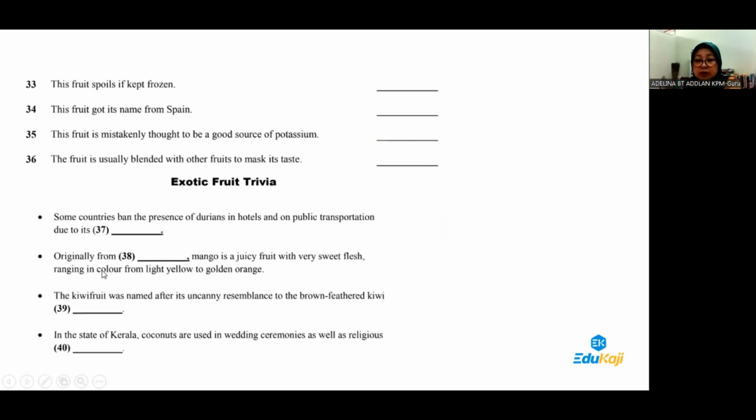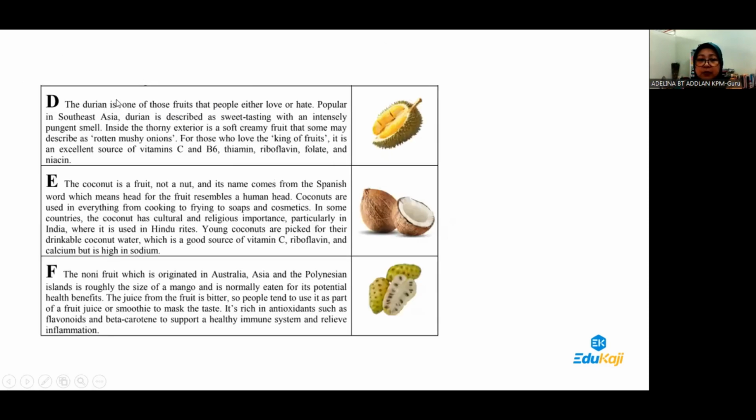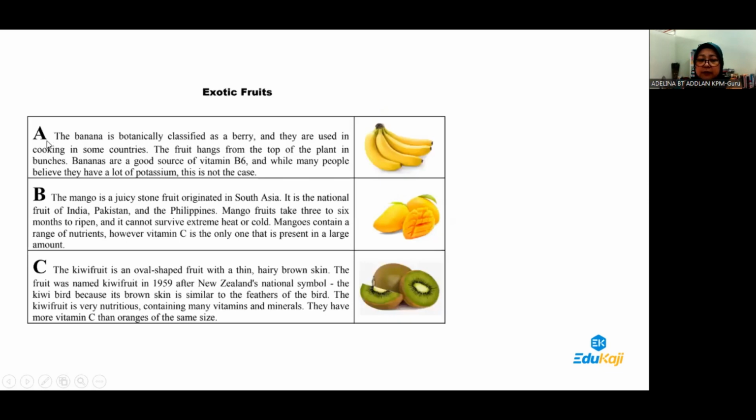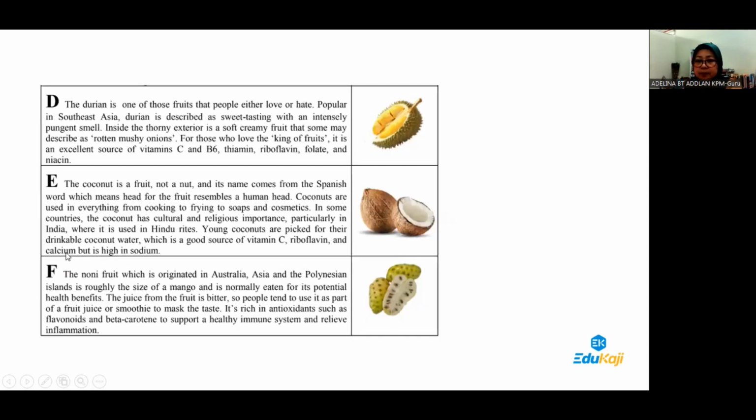Six paragraphs altogether. From the six paragraphs, for the first four questions, we have to put the letter of the paragraph, not the number. So you look back at the question. If they already labelled it with alphabets, then you use the alphabets A, B, C, D, E, F. Don't put paragraph 1, 2, 3, which is wrong.